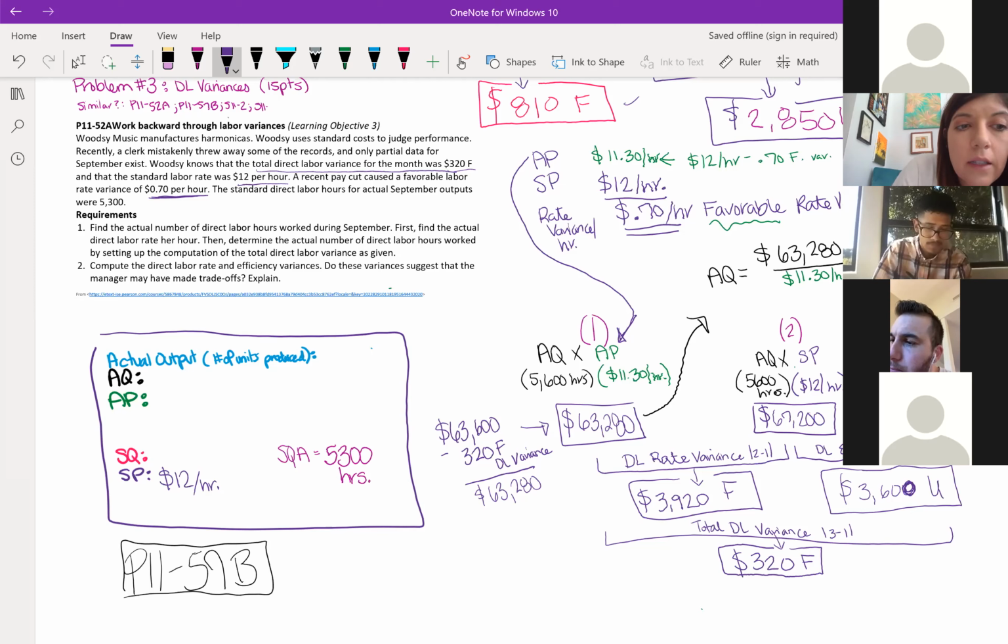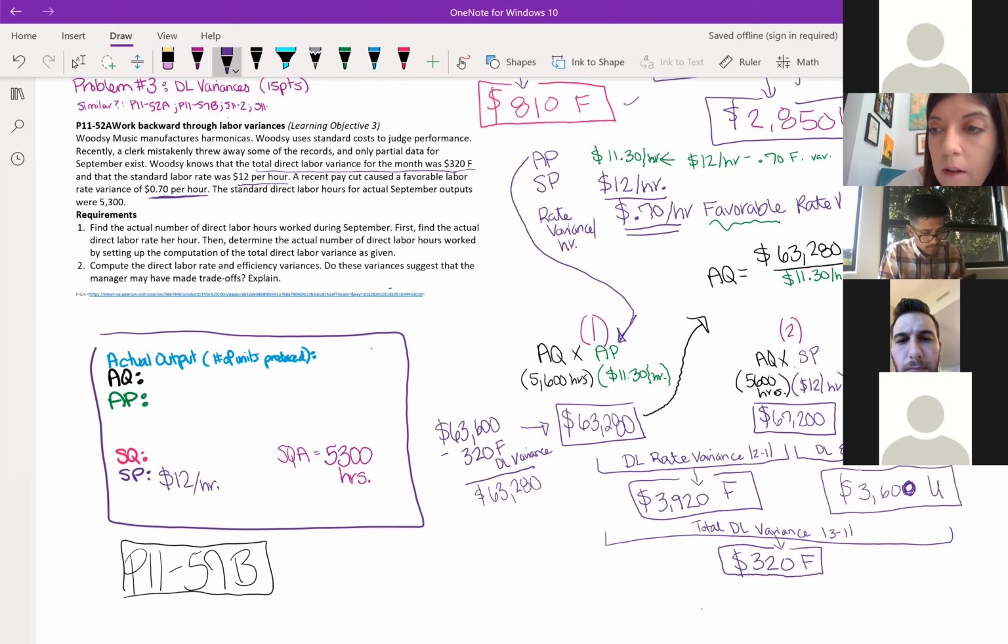So to answer the questions, find the actual number of direct labor hours worked during September. You did, it was the 5,600. There's number one. First, find the actual direct labor rate per hour, then determine the actual number of direct labor hours worked. So they kind of told you how to do it. Compute the direct labor rate and efficiency variances. Do these variances suggest that the manager may have made trade-offs?